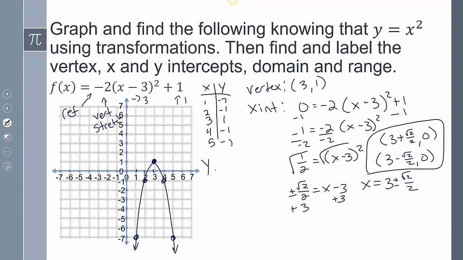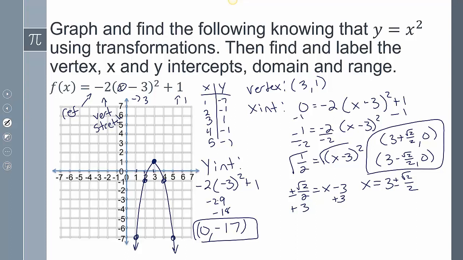Now my y-intercept: I plug in 0 for x. So if I plug in 0 for x, I get negative 3 squared. So I can say negative 2 times negative 3 squared plus 1, so that's 9 times negative 2. It's negative 18 plus 1, so that's negative 17. So it's going to be (0, negative 17).